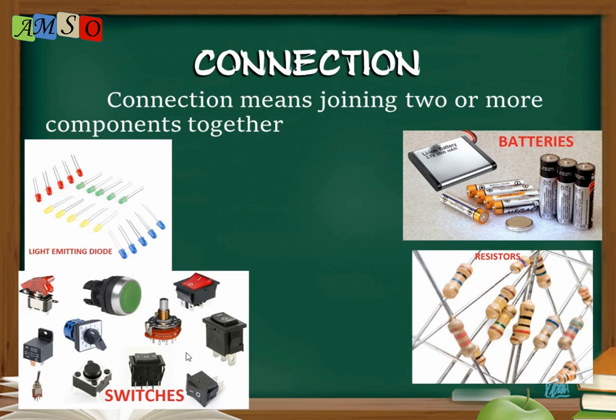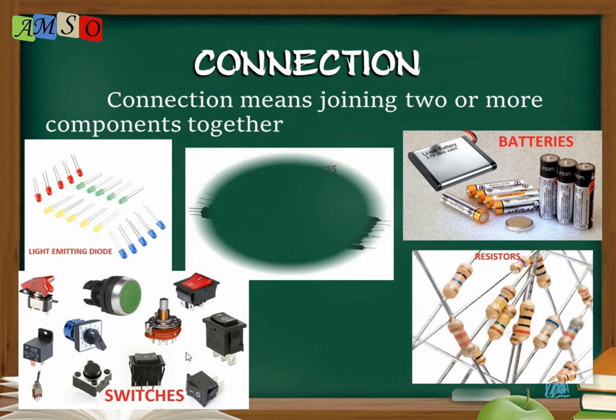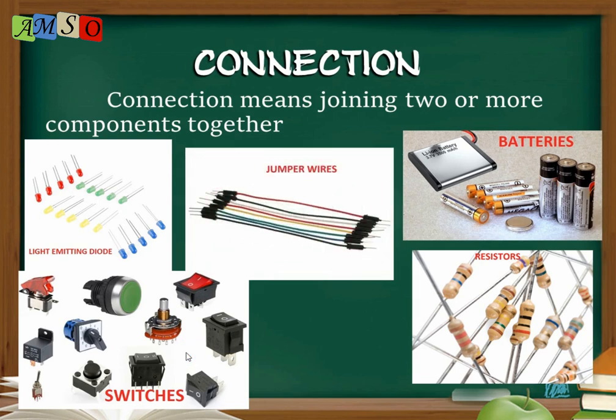A switch cannot work on its own. An LED cannot work on its own. The resistor cannot work on its own. The batteries cannot work on their own. We have to connect them with wires, jumper wires. We have to connect different electronic components using the jumper wires.